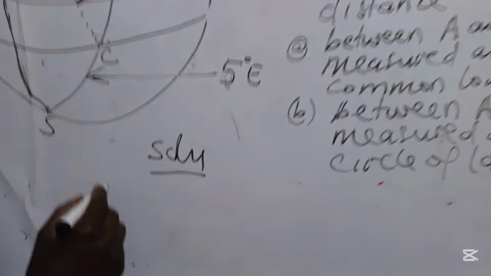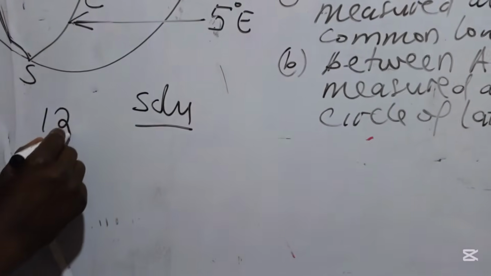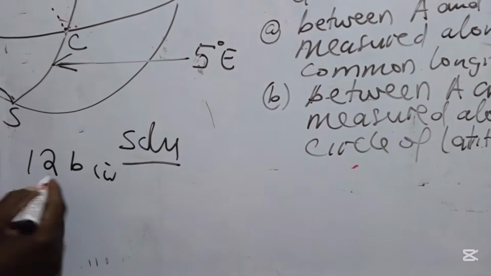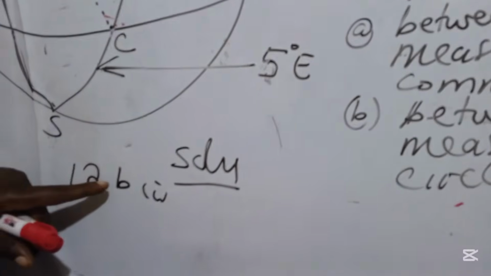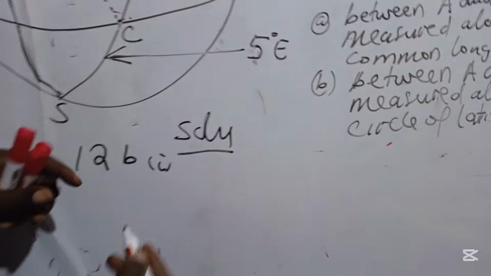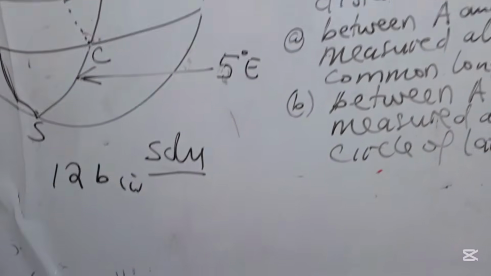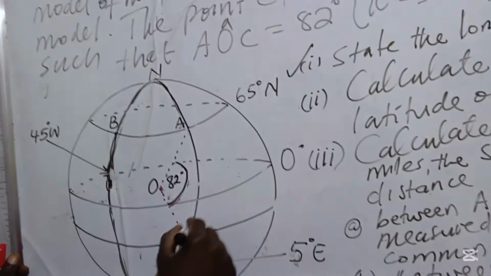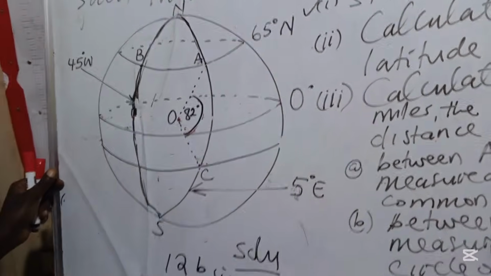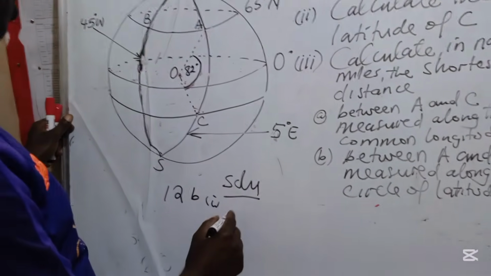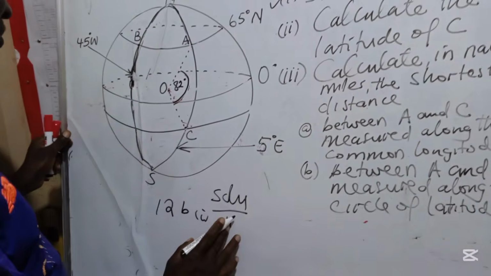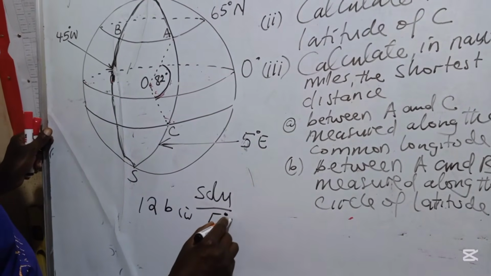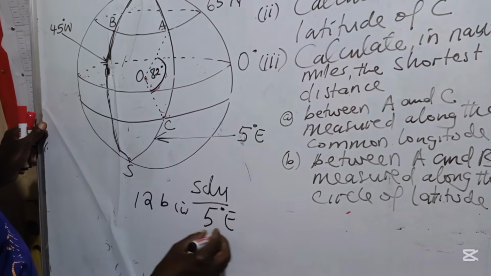Solution. Be careful in an exam, please indicate clearly the question you are answering. So I'm answering question 12B, part 1. They are saying state the longitude of A. This A, it is on which longitude? Remember, the longitude is being shown by an arrow. I'll just say it is 5 degrees east. That is my longitude.